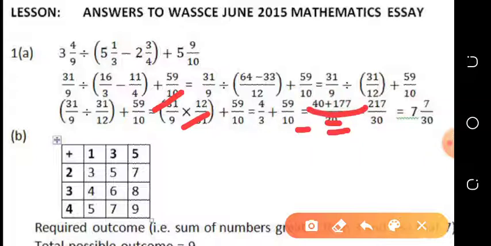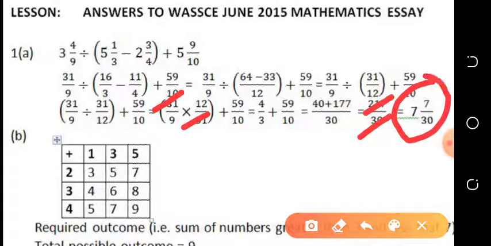Then you add the numerators. 40 plus 177 is 217 over 30. You can change that to a mixed fraction again. You divide 217 by 30. You have 7 whole number, remainder 7 over 30. That is your solution for question 1A.